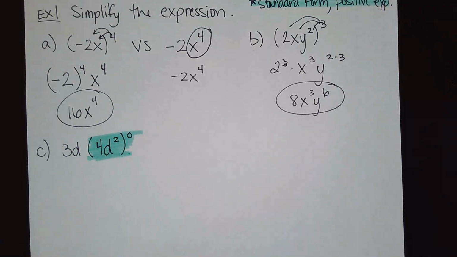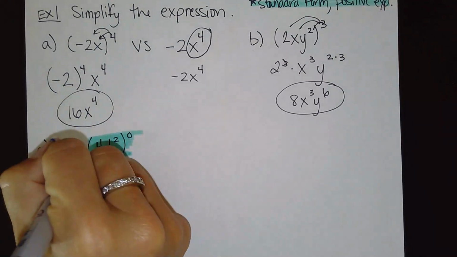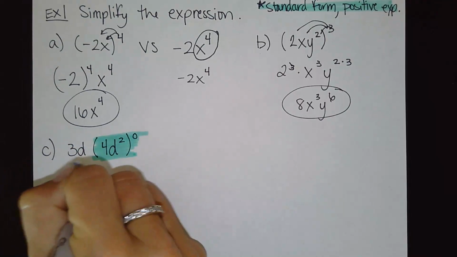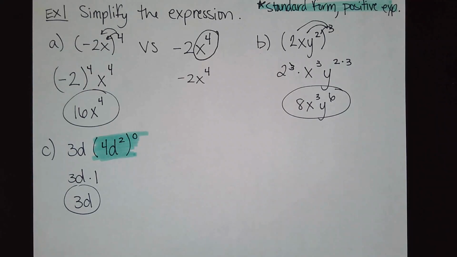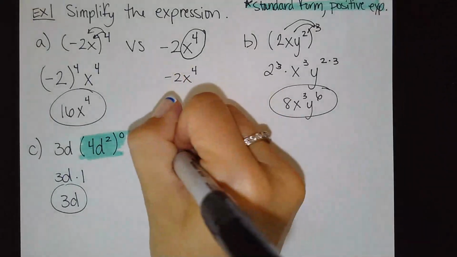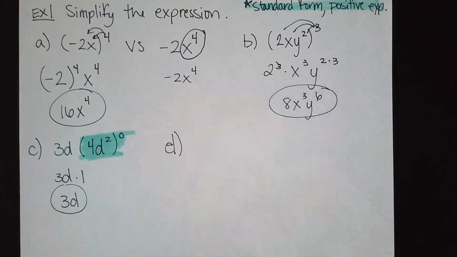So I know that that piece is equal to 1. So this is just like saying 3d times 1. Simple. You just get 3d. All right. How about, oh, no, d comes before e. Okay. So let's try this one.